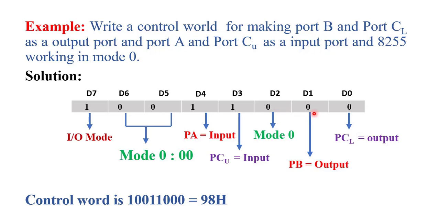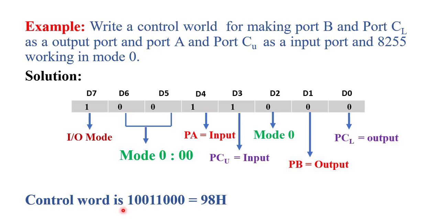Next, the D1 pin. The D1 pin defines the input output functionality of port B. Port B works as an input port or as an output port. Here port B works as an output port. So this pin is 0. Next and last, the least significant bit, the D0 bit, defines the input output functionality of port C lower. Port C lower works as an output port or input port. Port C lower works as an output port, as mentioned in the example. So here this pin is also 0.